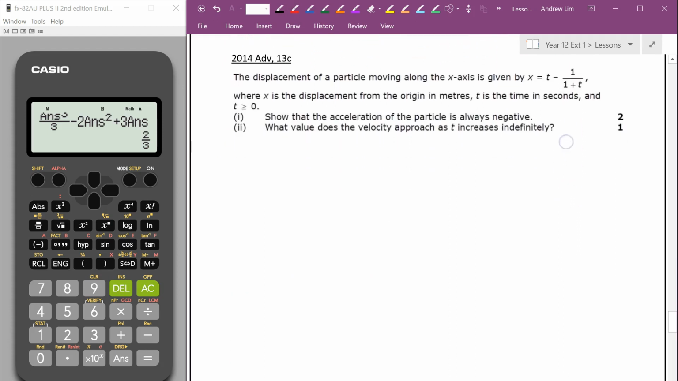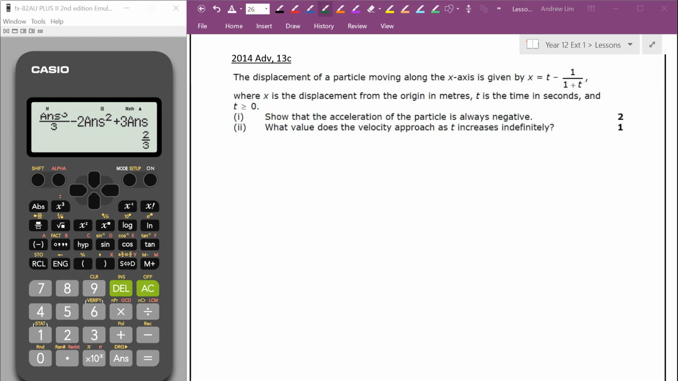Alright, 2014. The displacement of a particle moving along the x-axis is given by x equals t minus 1 over 1 plus t, where x is the displacement from the origin in meters, t is the time in seconds, and t is greater than or equal to 0. Show that the acceleration of the particle is always negative, and what value does the velocity approach as t increases indefinitely? Why don't you pause the video and have a go with this one.